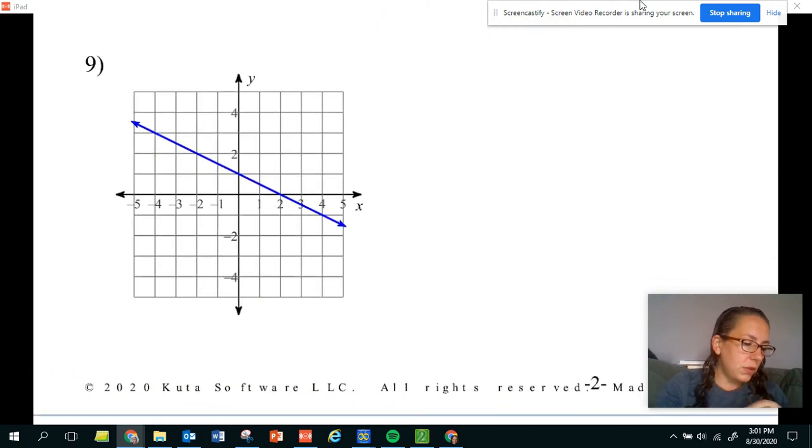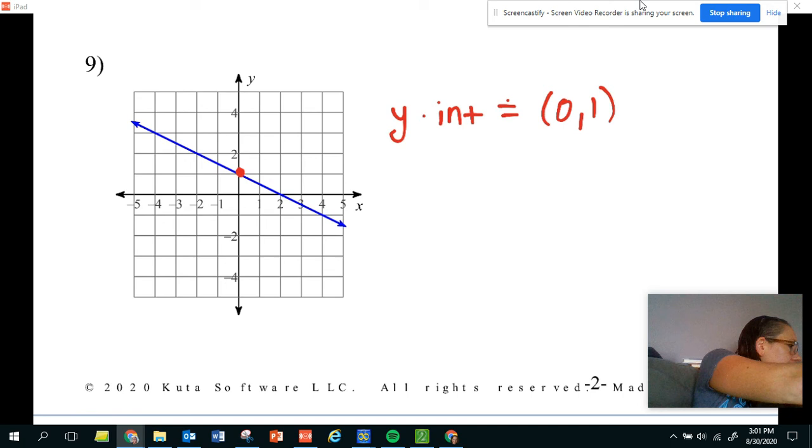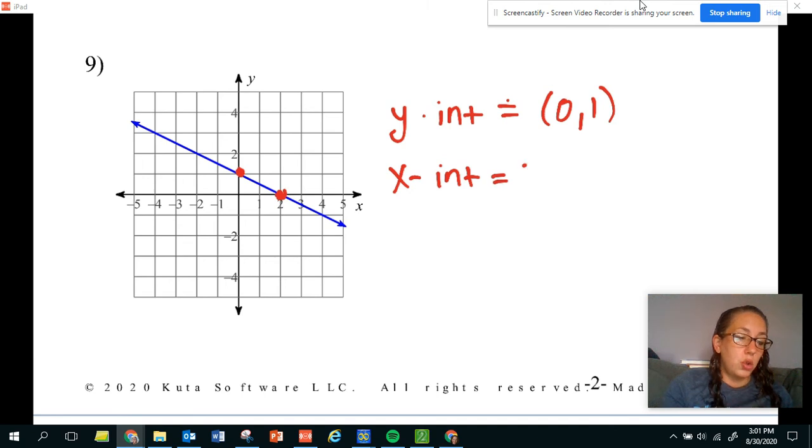Anyway, so this one, my y-intercept is right there. It's going to be the point 0, 1. My x-intercept is going to be where it touches the x-axis. So it is the point 2, 0. And since both of these points are touching corners of boxes, I'll just go ahead and use them for my slope triangle.